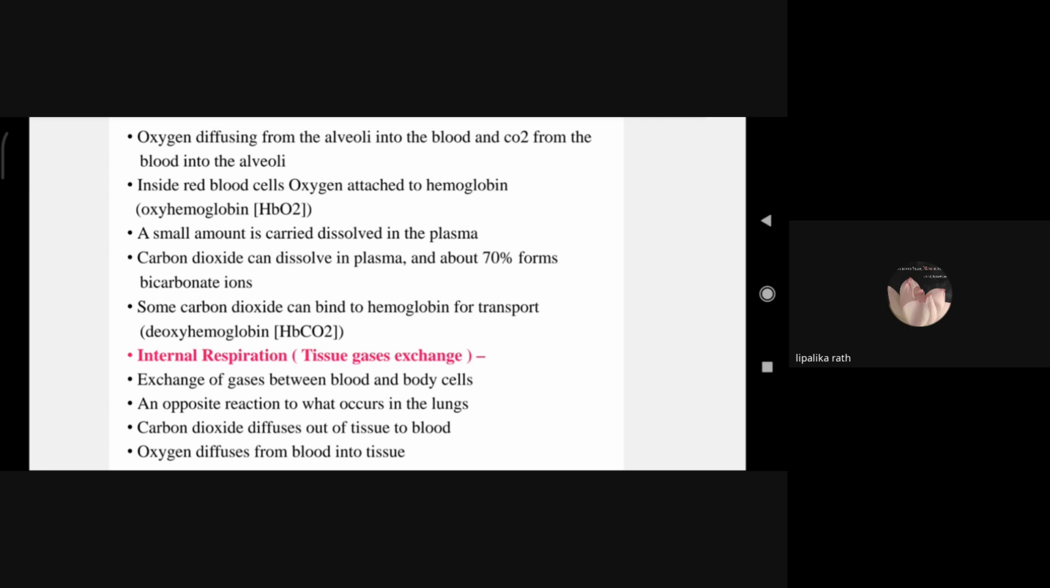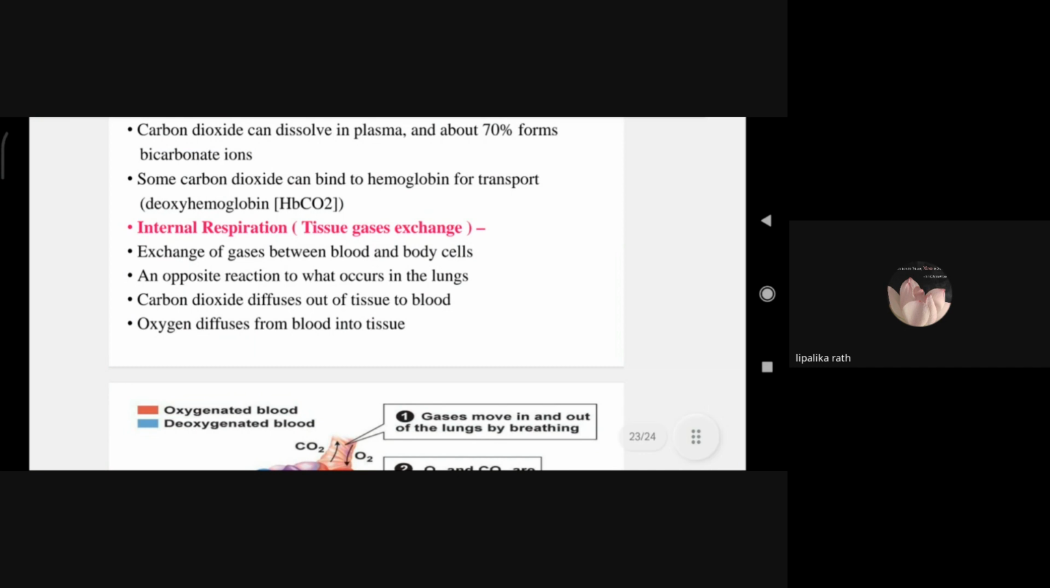This is of no use here. Don't be so stressed about this line. So some carbon dioxide can bind to hemoglobin for transport, deoxyhemoglobin. So don't get confused with these lines.